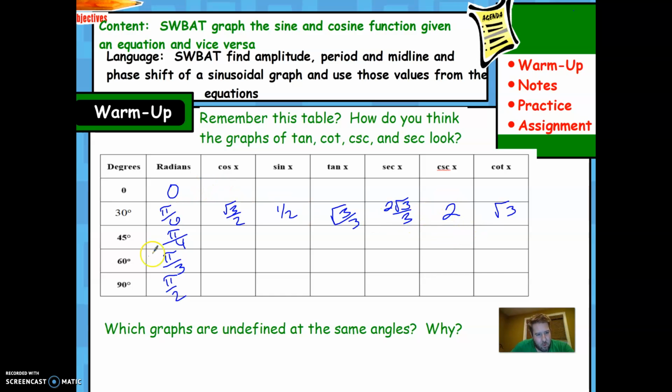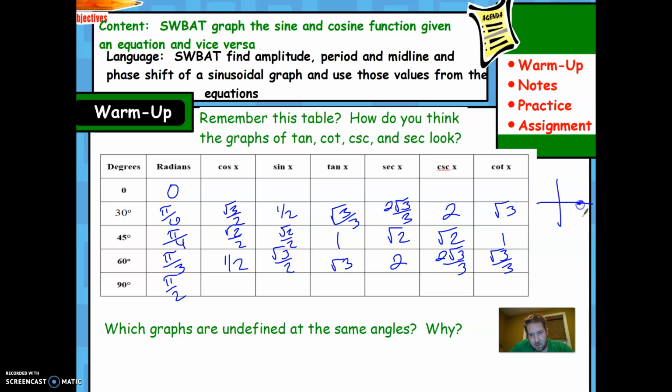All right, so 45 degrees is square root of 2 over 2, square root of 2 over 2. Once again, these are just ones that you should have memorized. The reciprocal of 1 is 1, and these are both square root of 2. For 60 degrees, cosine would be 1/2, reciprocal would be 2. Square root of 3 over 2 has the reciprocal 2 times square root of 3 over 3. And the tangent of that is just square root of 3, whose reciprocal is square root of 3 over 3.